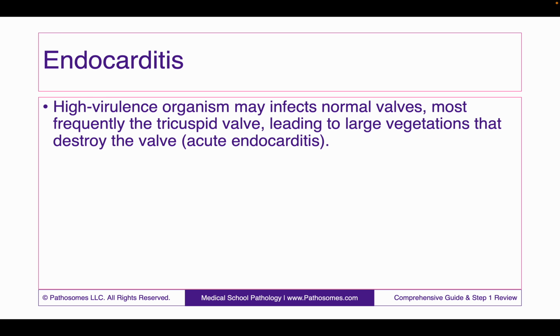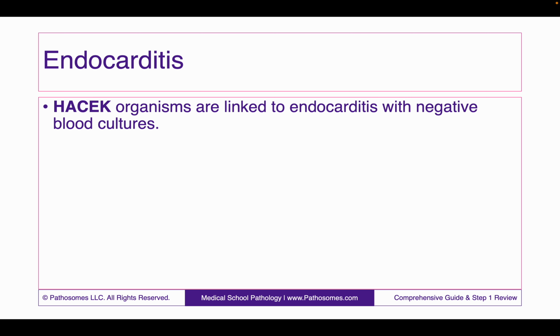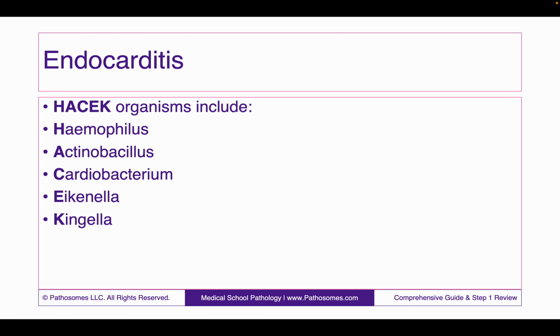Now, high virulence organisms may infect normal valves, most frequently the tricuspid valve, leading to large vegetations that destroy the valve. HACEK organisms are linked to endocarditis with negative blood cultures. And the HACEK organisms which you must know include Hemophilus, Actinobacillus, Cardiobacterium, Eikenella, and Kingella. You will likely see this, so make sure you know the HACEK organisms.